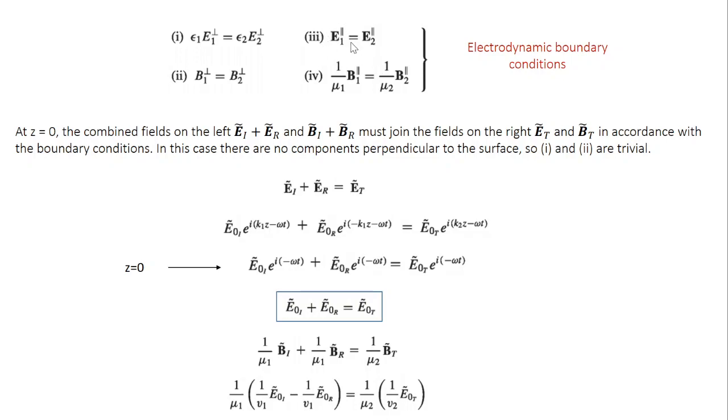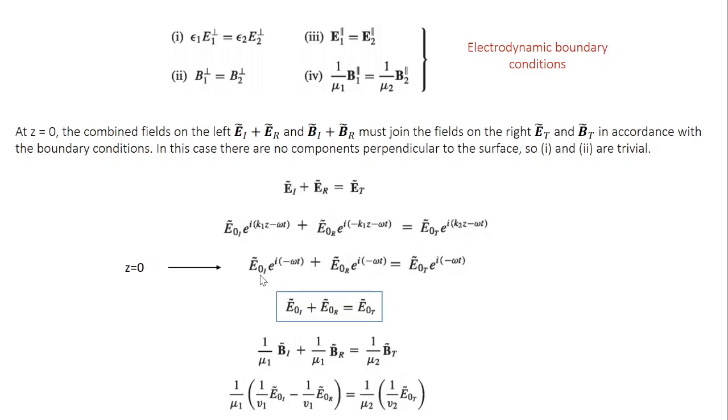Take the third condition. The total parallel component in medium 1 equals the total parallel component in medium 2. So in medium 1 I have E_I complex plus E_R complex. In medium 2 I have E_T complex. Okay. So substitute for this, you get this equation, and we are talking about an interface at z equal to 0. So put z equal to 0, the k1 z term vanishes.